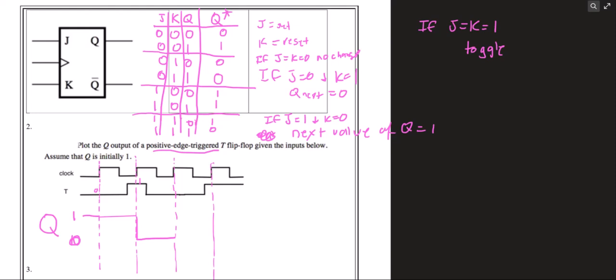And then when we get to the next positive edge of the clock, we look at the value of T, see that it's 0. 0 means no change. So we stay at 0. And then when we get to the next positive edge of the clock, we see that T is 1, which means it toggles, so it'll go up to 1. So it only changes once every clock cycle.